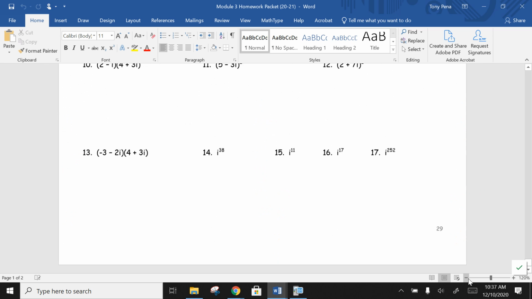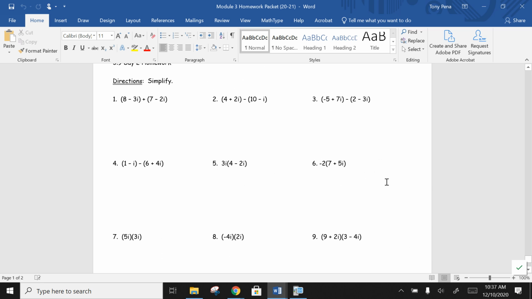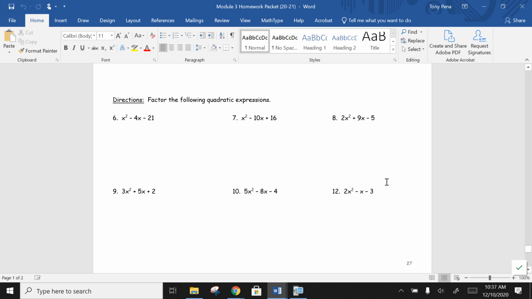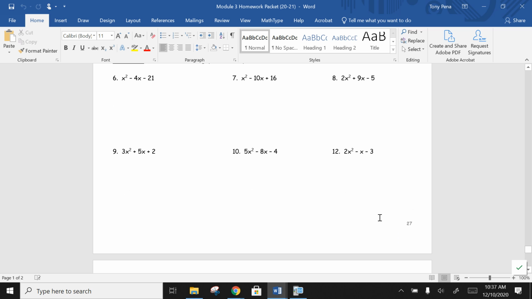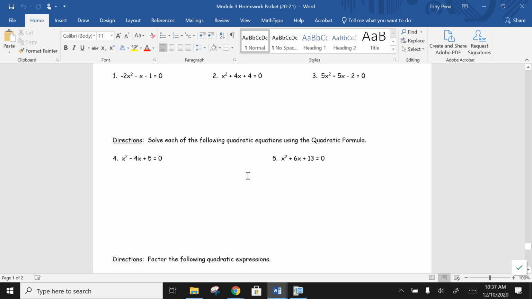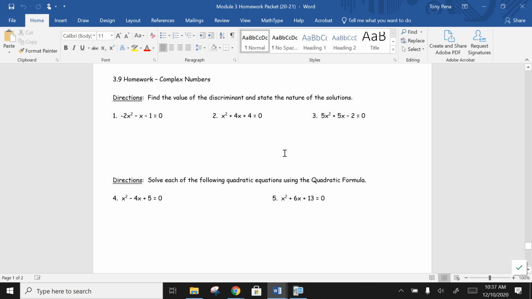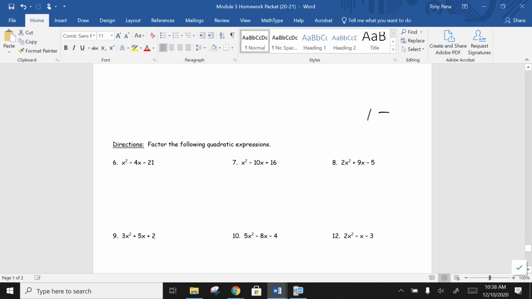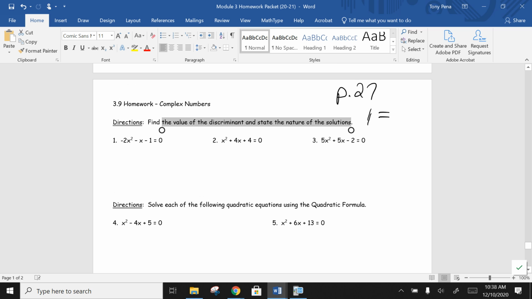If you want a little extra credit, then the homework for tomorrow is page 27. Okay, so in your homework packet, you're going to factor these, get a little practice factoring. You're going to use the quadratic formula to solve this. You're going to find the value of the discriminant, and then you're going to state the nature of those solutions, stuff that we just did. So what was page 27? Do 1 through whatever that was, 12. All right, for some extra credit.